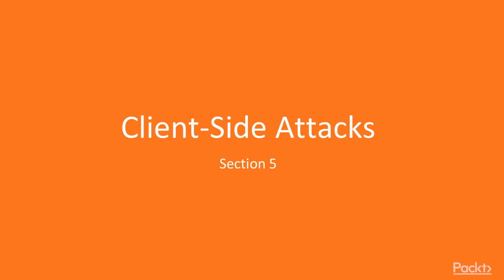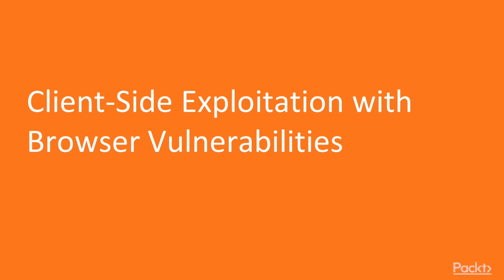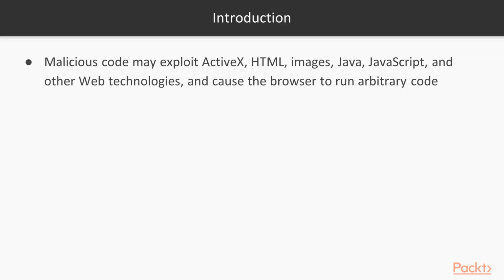Section 5. In this section, we will start learning how to do client-side exploitation with browser exploits, generating payloads, and bypassing antivirus detection engines. Client-side exploitation with browser vulnerabilities. Browser exploitation is a commonly used attack that causes the browser to run malicious code on the client side, exploiting a specific vulnerability on a specific browser.